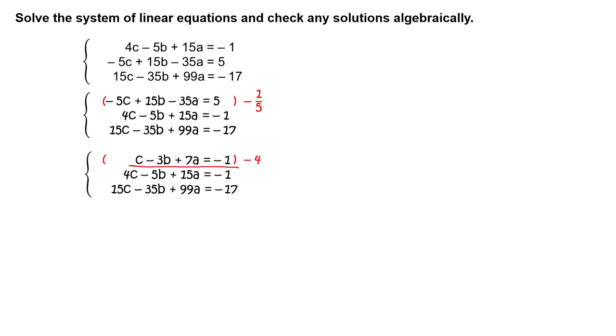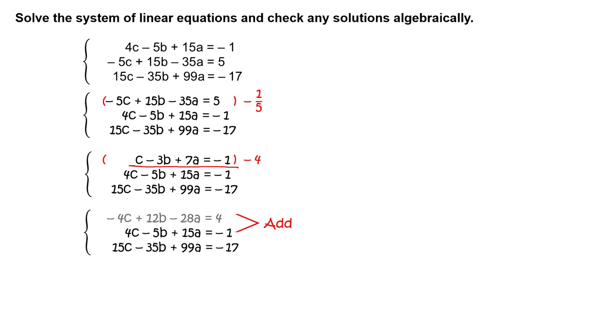So multiply the first equation by -4, and now the coefficients of c in the first and second equation are equal and opposite. So add the first and second equation and replace the second equation with the sum. The sum of the first and second equation is 7b minus 13a equals -1. You can return the first equation to c minus 3b plus 7a equals -1.